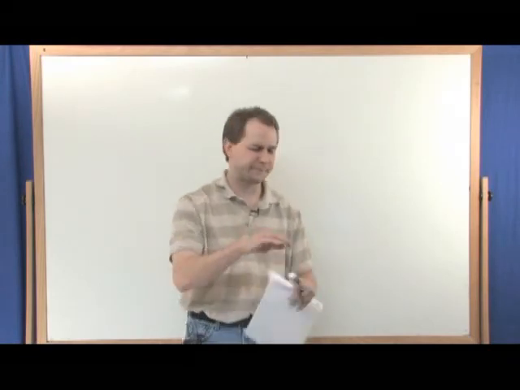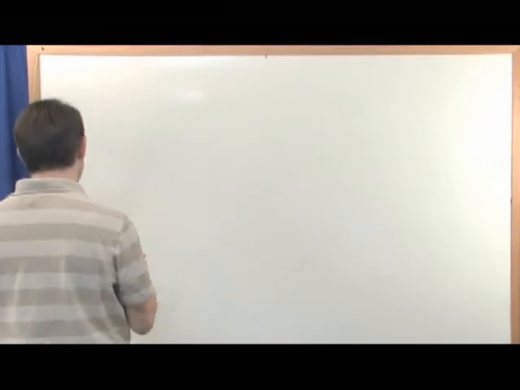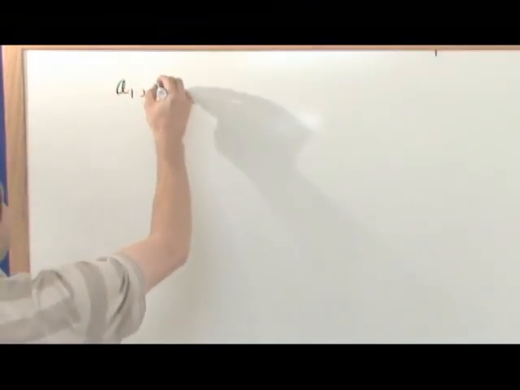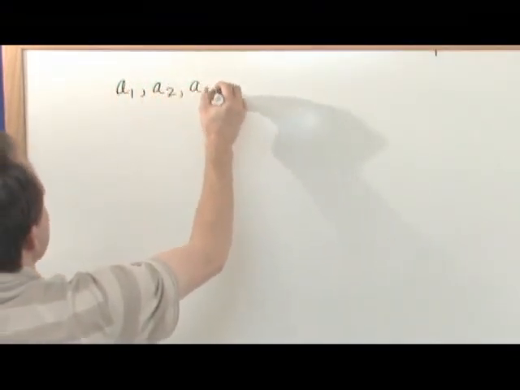So that's our motivation. Let's recap a little bit. If we have the elements A1, A2, A3, these are elements, A4, and so on.